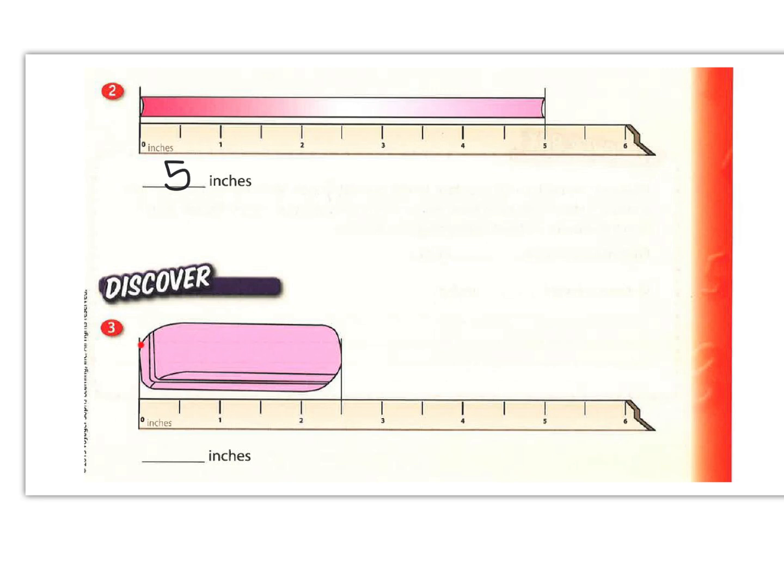Number 3, again, right at the edge, at the 0. You have to be very careful when you use your ruler and do that. And then we can see here it goes 1, 2. It's not to the 3, but it's halfway in between. So we would say that this is 2.5 inches.